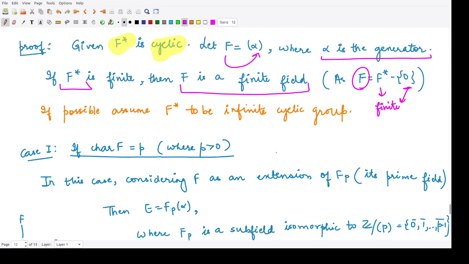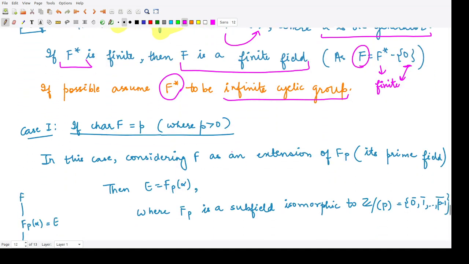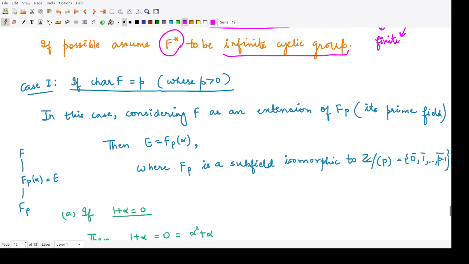for the other case, we assume that this F star, if possible, is an infinite cyclic group, but we have to prove the opposite. That means we have to prove that F is finite. So for that, we are assuming the opposite result. We are assuming that this is an infinite cyclic group. So let us see what would happen next.